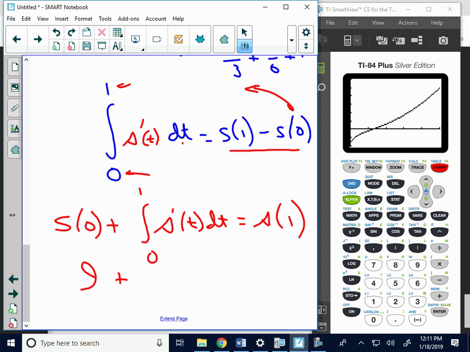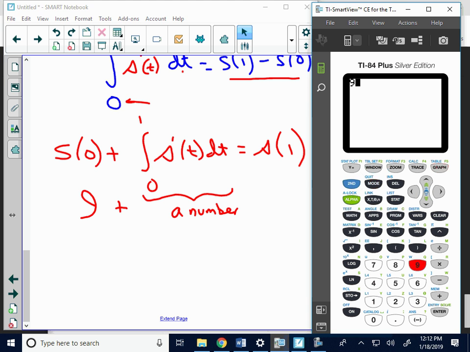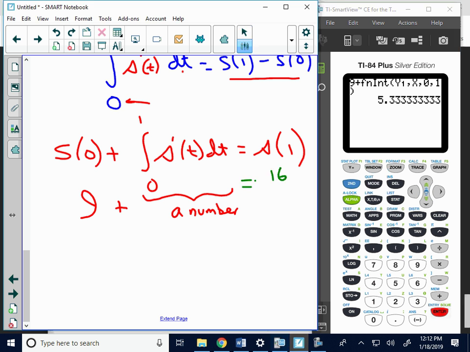This thing is just a number. And you know what's good with numbers? What's the machine that does numbers really well? It's called a calculator. Let's find that number on here. So we've got 9 plus math 9. We dump in y1, that was our velocity, comma x, comma 0, comma 1. I've just calculated the answer to my problem, 5 1/3. That's what s of 1 is. S of 1 is 5 1/3.